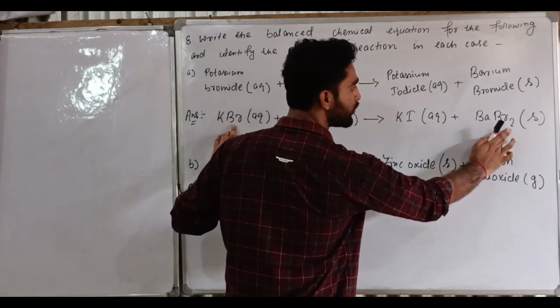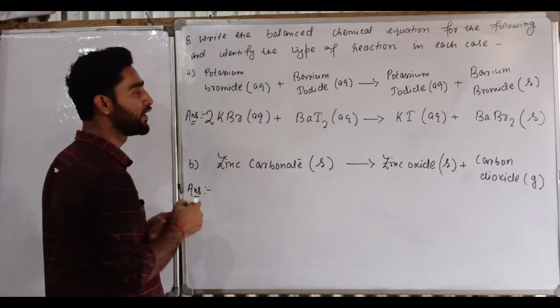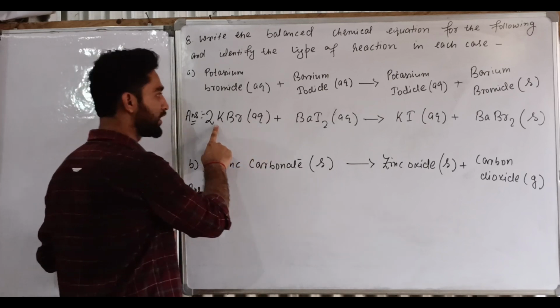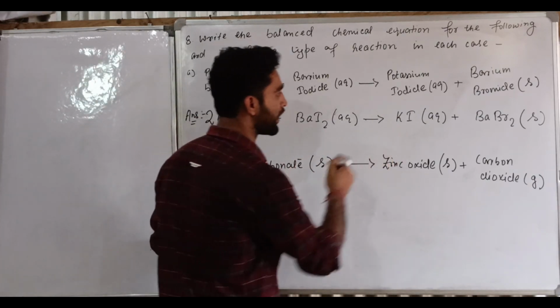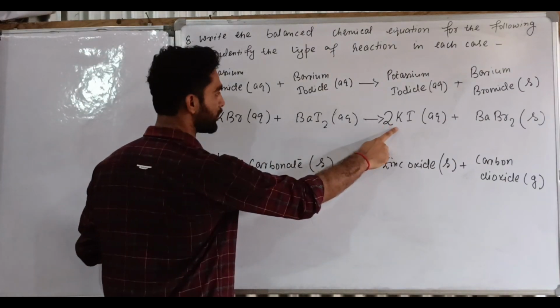This side bromine, how many? 2. So this side the number of bromines is less. So put 2 here. Now again start from the beginning. First try to balance the metal. Potassium 2, this side potassium is 1. So put 2 here. Now potassium 2, potassium 2.